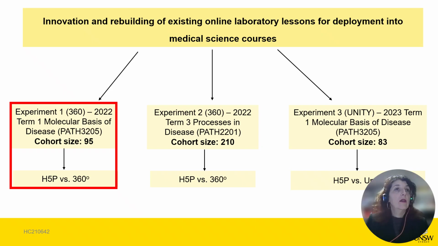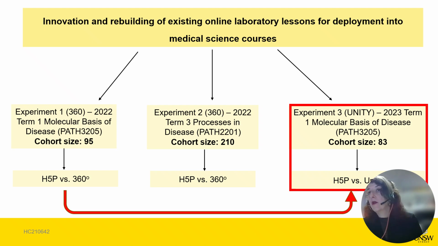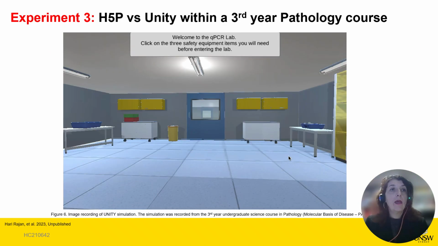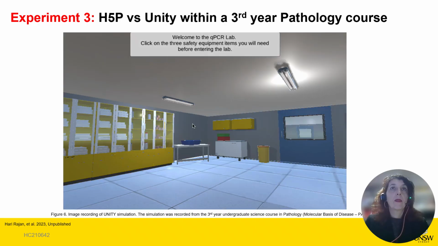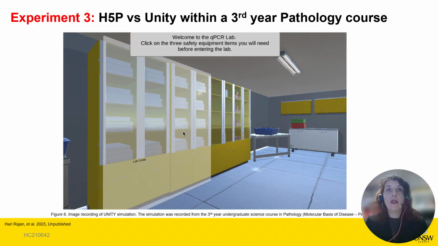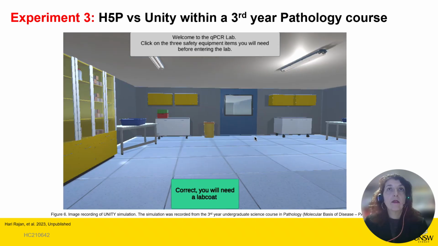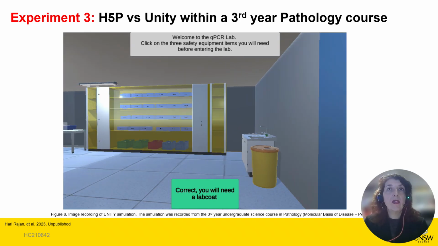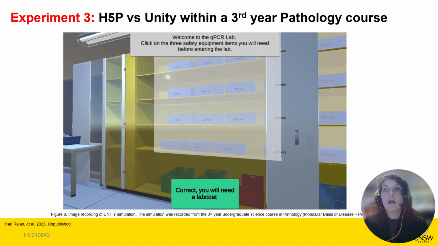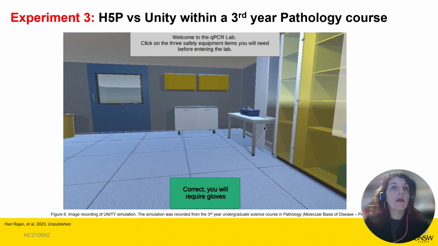So that was experiment 1. And when we moved to experiment 3 in 2023, we were able to work with the Unity platform to see if we could assess changes or improvements in student learning. So this is taking us through the Unity environment, once again welcoming students into the PCR lab so they can learn about various aspects of lab learning.